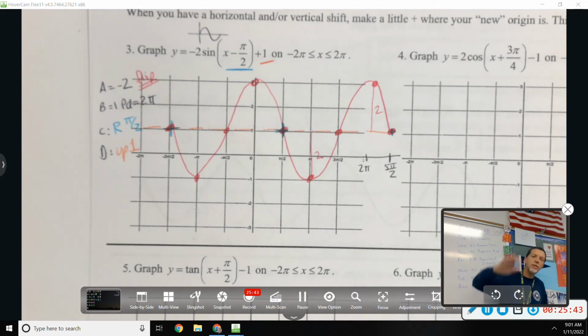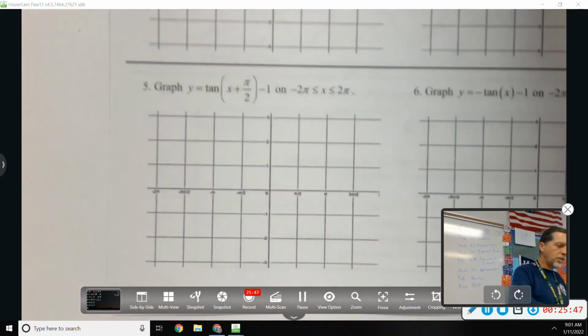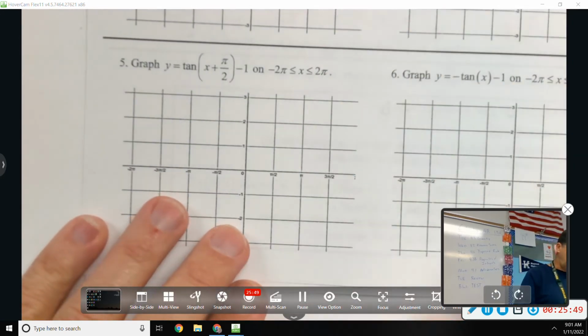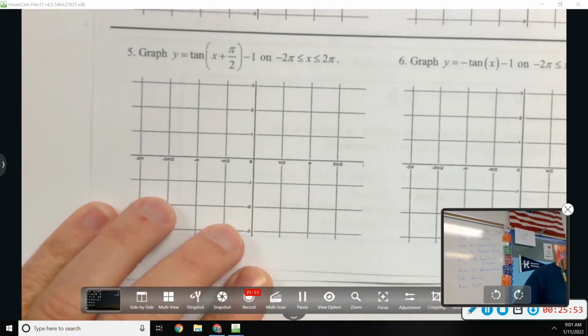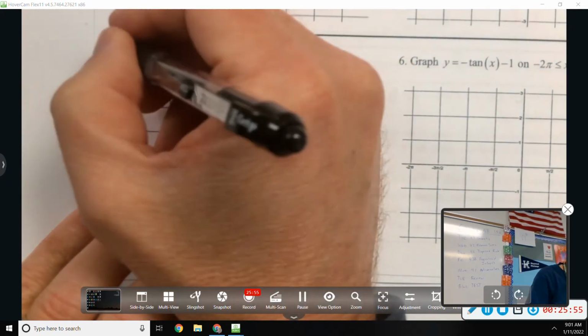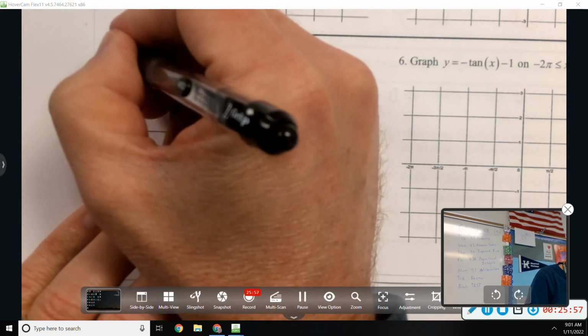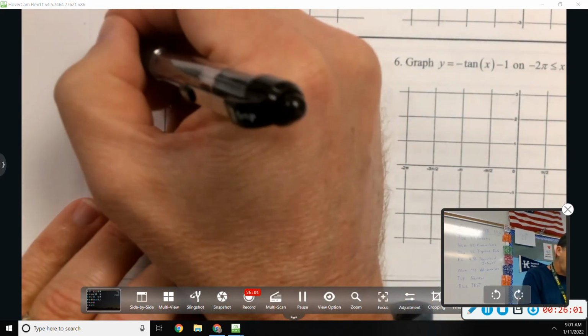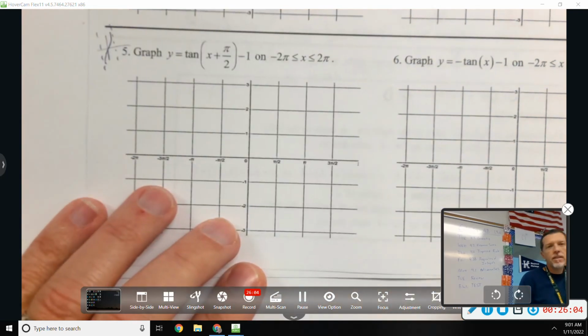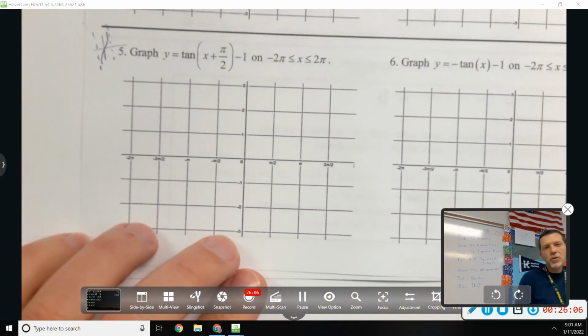Let's do number 5. That's when you get to a tangent one. Oh, tangent's the tricky one. Let's back up a second and think. Most people don't like tangents, but there's what it looks like. So there's my super small parent function, reminding myself what tangent normally looks like.